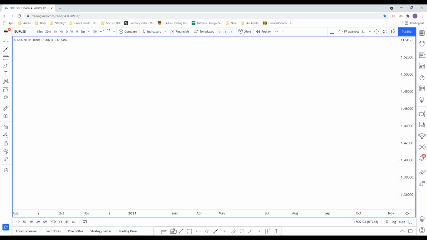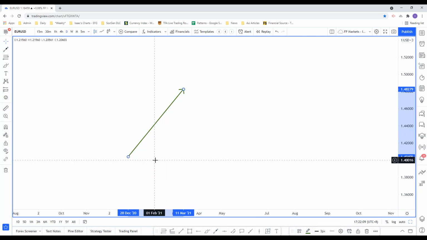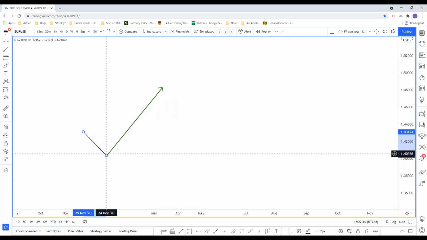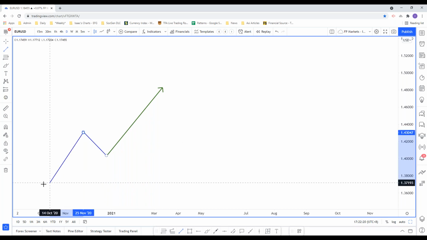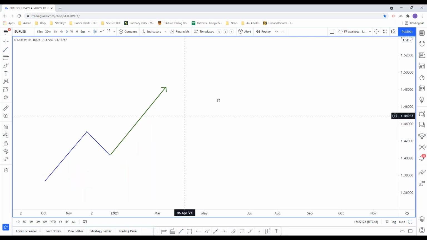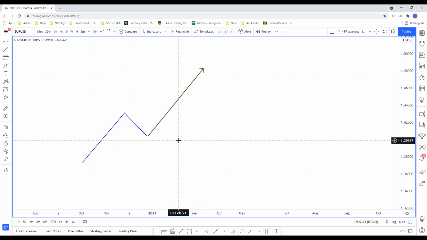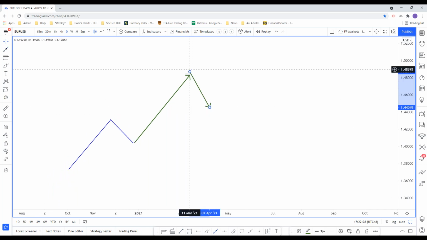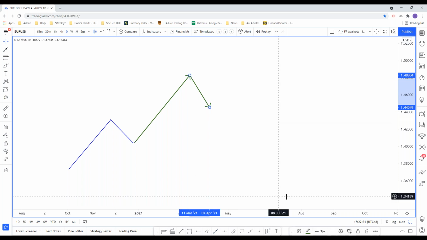Let's say price made an original move, and the original move is bullish. Price perhaps comes down here, something like that. This is the original bullish move. Price is in a bullish trend, higher highs, higher lows. This is a completed move, and now price is starting to come back down a bit.